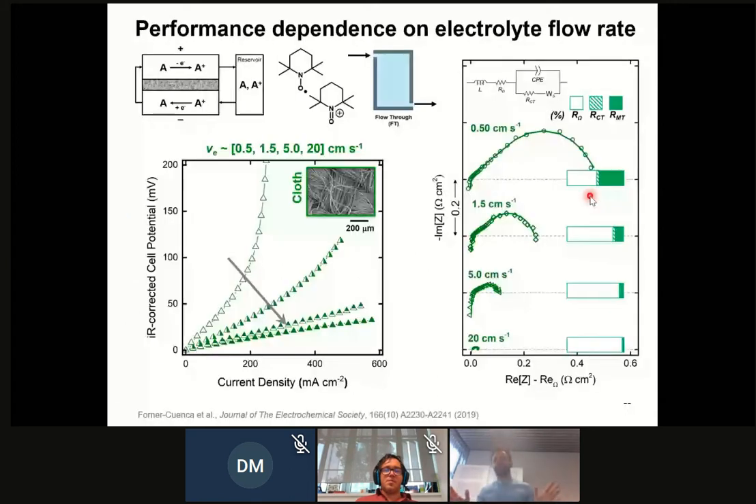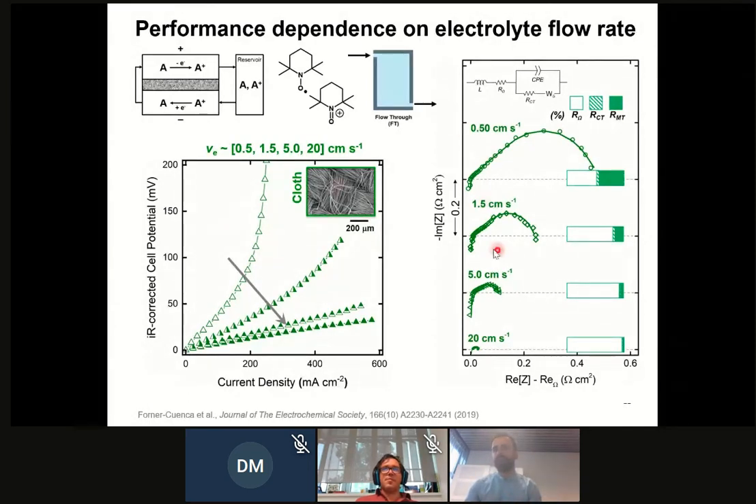So a warm-up experiment that we can do is just to take one certain electrode, in this case the cloth, and increase the velocity, right? And as engineers, the intuition will tell us, well, if you increase the velocity of the fluid, your performance will get better and better, right? Because you have more convection, and you can replenish your electrolyte faster. And this is what happens. There's no surprise here. If you go from 0.5 to 20 centimeters per second, you see how your overpotential goes down. That's what you want. And you can verify that with your impedance analysis.